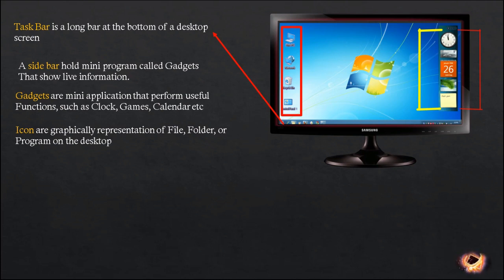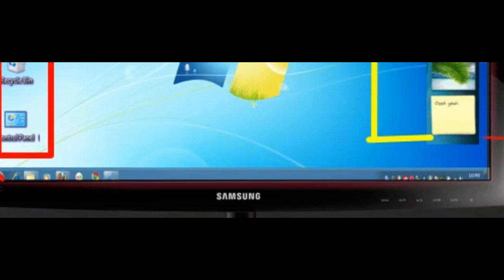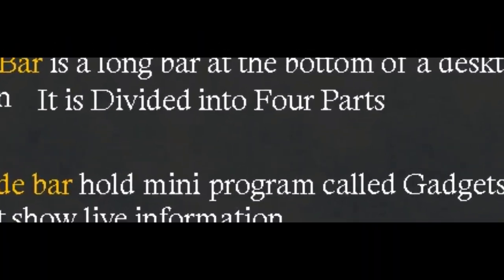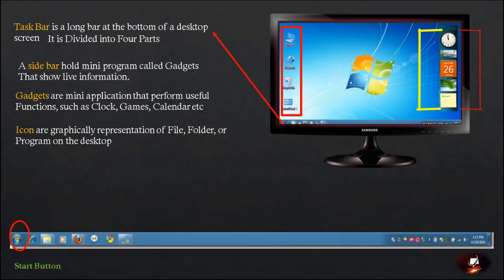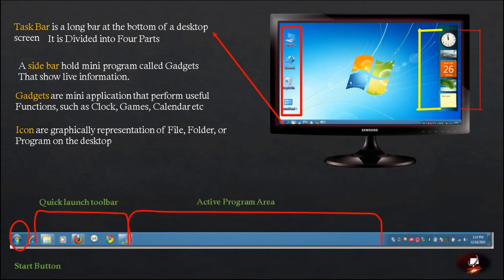The taskbar appears at the bottom of the desktop screen and it is divided into four parts. Number one is the start button. Number two is the quick launch toolbar. Number three is the active program area. And the last one is the notification area. So the taskbar is divided into four main parts: start button, quick launch toolbar, active program area, and notification area. Let us see the use of these parts.